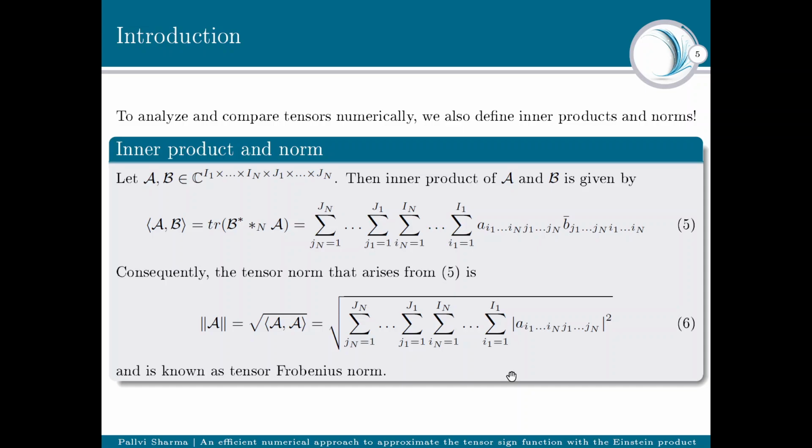To analyze and compare tensors numerically, we also need inner product and norm of tensors. So for this, we define inner product of two tensors where both of these tensors are of order 2n. Then the inner product can be defined by this equation number 5. And from this inner product, we get the tensor norm as given in equation number 6, and we call it as tensor Frobenius norm.